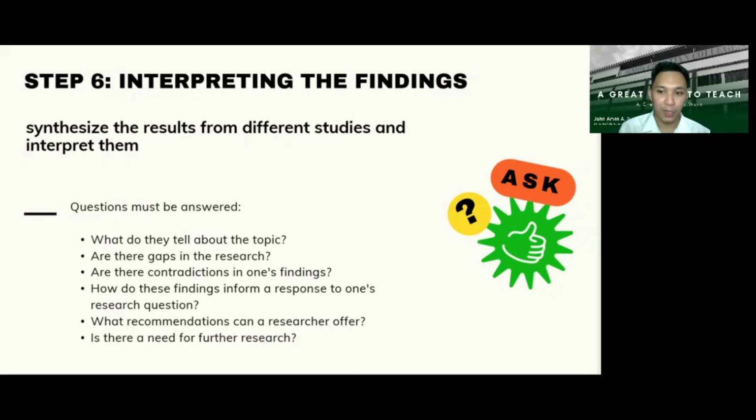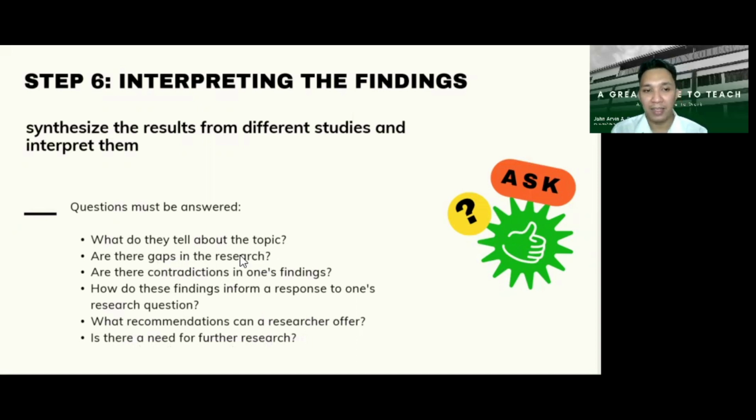Summarize the principal conclusions and evaluate the current state of the subject by pointing out possible further directions. The questions that must be answered in this synthesis are: first, what do they tell about the topic? Are there gaps in the research? Are there contradictions in one's findings? How do these findings inform a response to one's research question? What recommendations can a researcher offer? Or is there a need for further research?